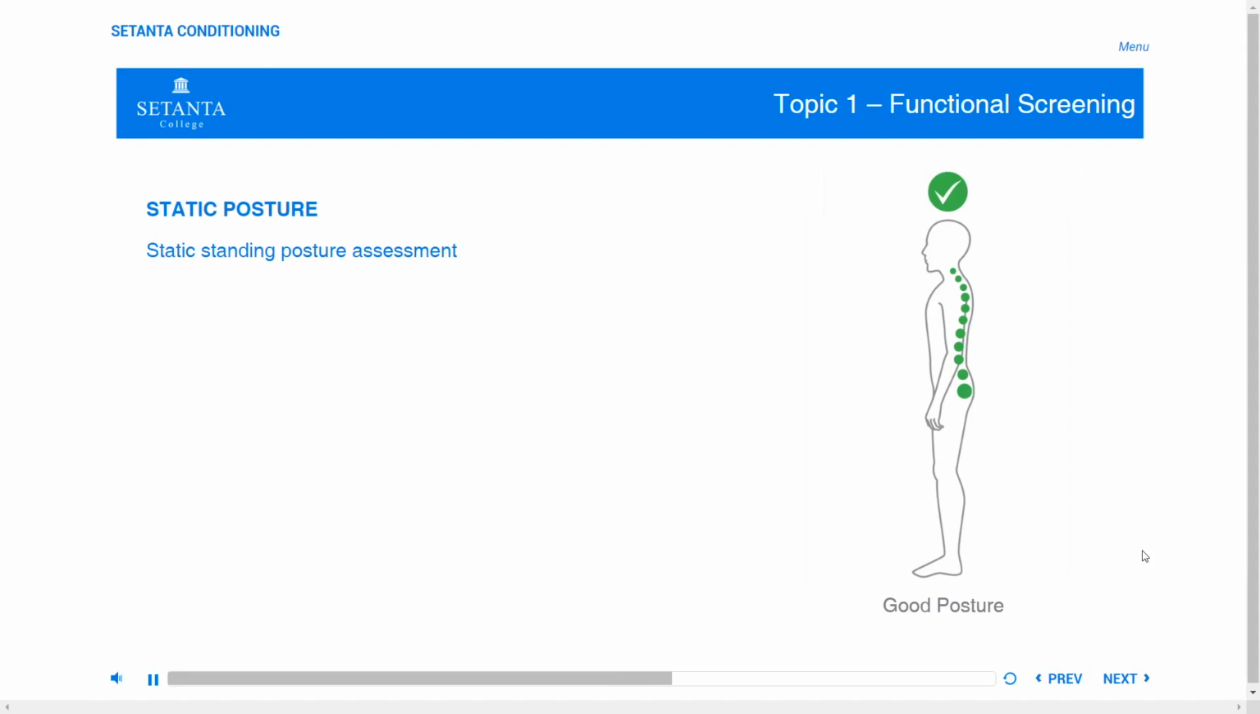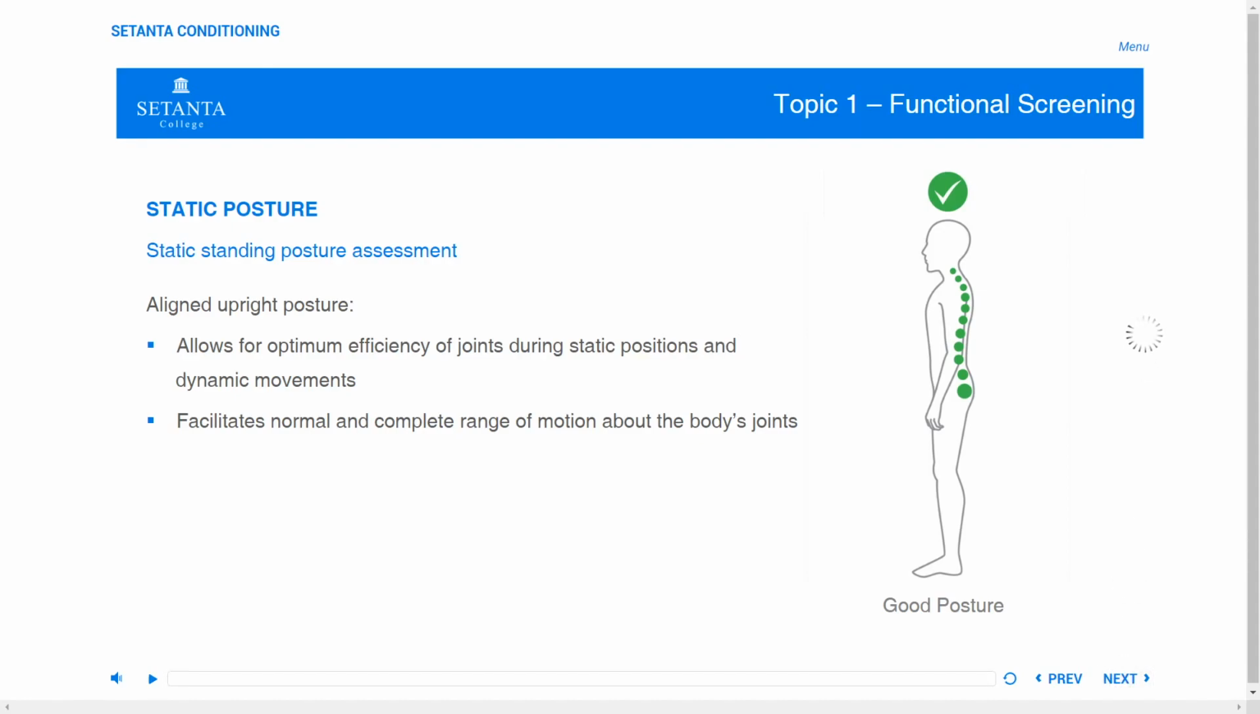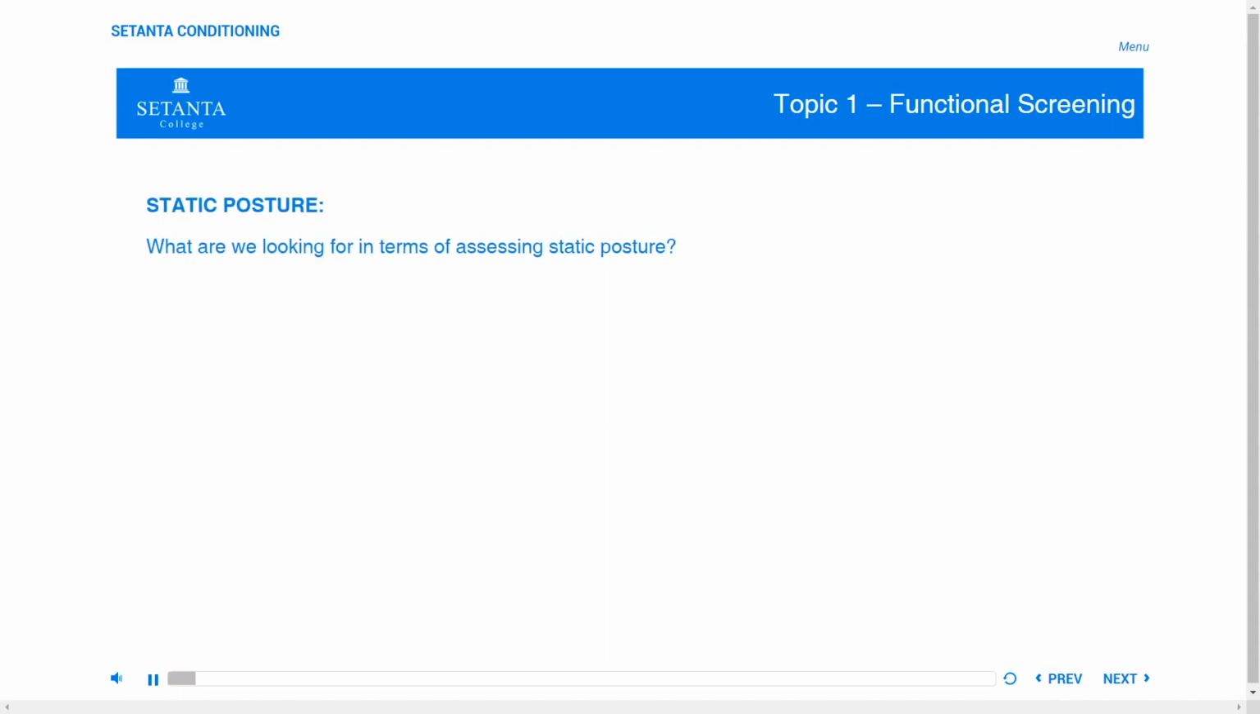Thus, we suggest that we speak in terms of aligned posture when referencing so-called good posture. Aligned upright posture is important, as it allows optimum efficiency of joints during static positions and dynamic movements. It also facilitates normal and complete range of motion about the body's joints. What are we looking for in terms of assessing static posture?